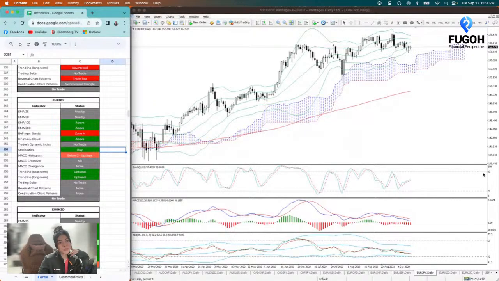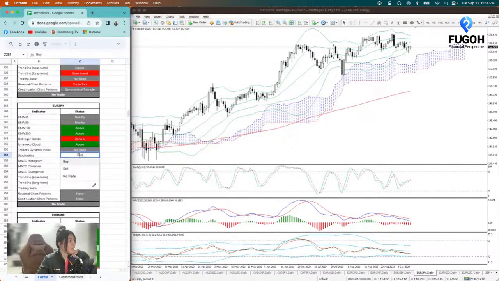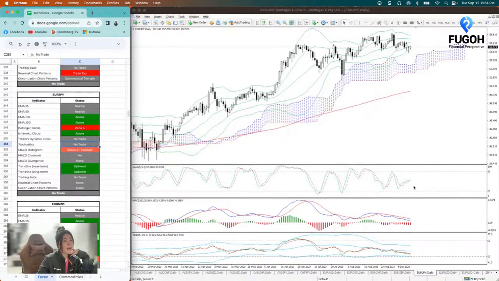Stochastics is in the middle as well. This is our overbought area. This is our oversold area. Since the stochastics is in the middle, we don't trade. So no trade yet. How about our MACD?